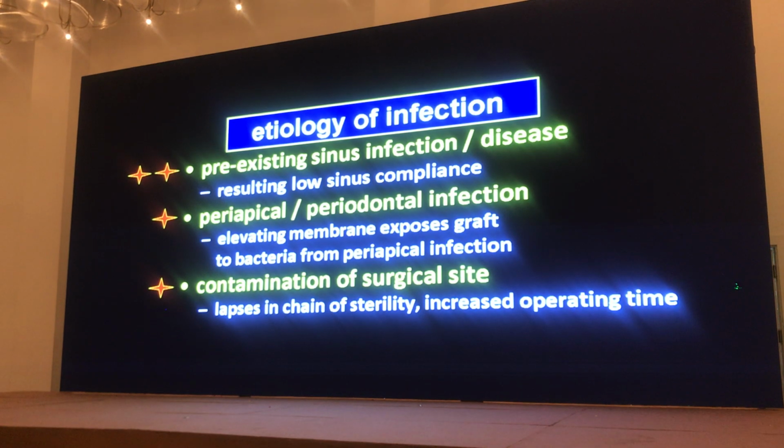We also have to look at surrounding problems around the sinus that may affect it, like periapical pathology near the sinus floor. If you have periapical pathology on a premolar near the sinus floor and you place a sinus graft, that graft will become infected from the infection on the premolar. So we have to take all of these things into consideration. And the final thing is the chain of sterility and how you keep the area that you're working in clean.